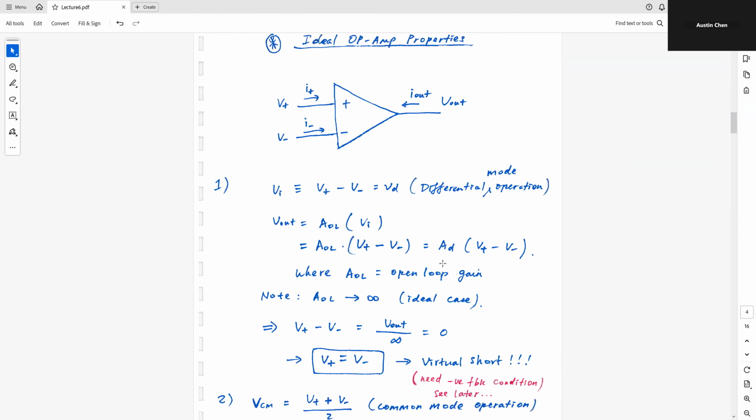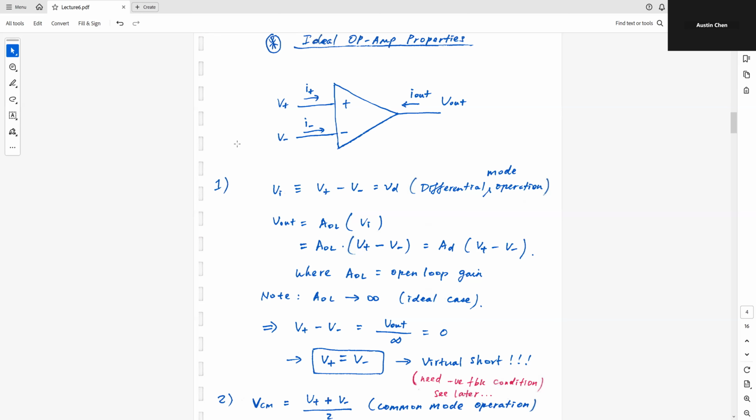Next, let's look at some properties for an ideal op-amp. So I'll be just focusing on the signal terminals. So V plus, V minus, and V out. Okay. Assuming we know how to power the device up by applying plus and minus 15 volts, for example. Okay. So altogether, there are 4 properties for an ideal op-amp. So I'm going to go through all of them one by one.